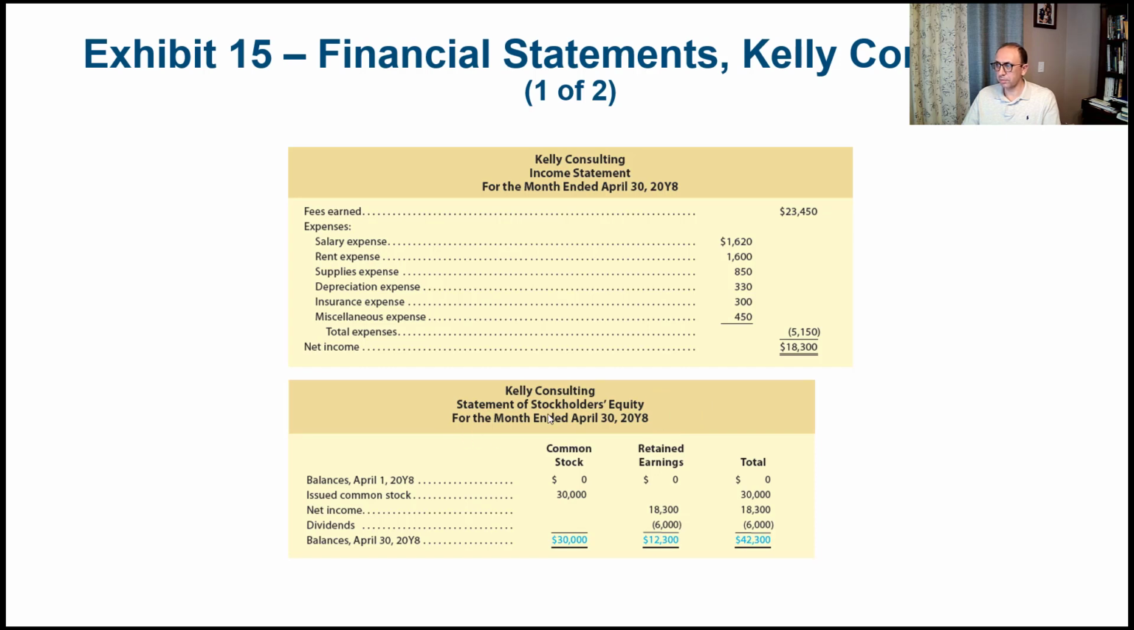Again, the same thing for the month ended April 30, year 8. We'll have a column for common stock, retained earnings, and the total. And then we start with the beginning balance. We have the common stock, the net income, and we subtract the dividends to get the balance at the end of the year, or end of the period. In this case, it's April 30th.